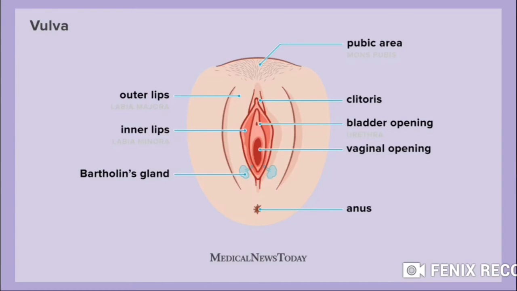This is how a vulva would look. Let us remember that all women have different vulvas. These are the main parts. We have the outer lips, the inner lips, the clitoris, the bladder opening, and the vaginal opening. Within the vaginal opening, we can find the uterus. We also have the pubic area or mons pubis, which is where most pubic hair grows.